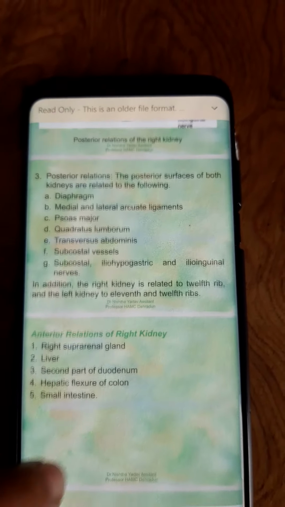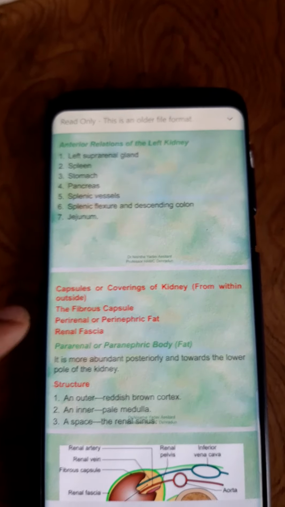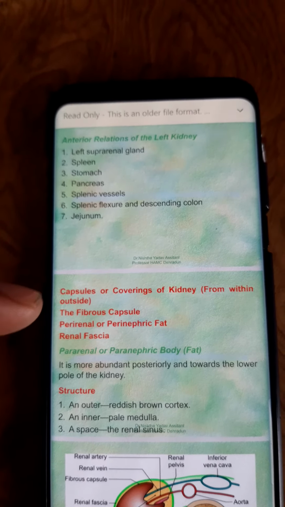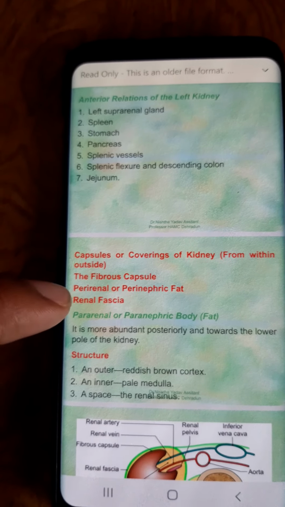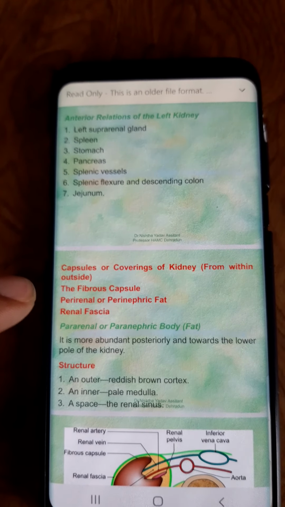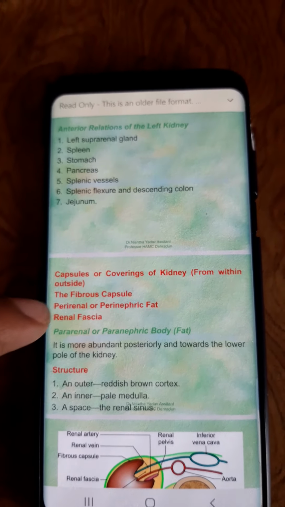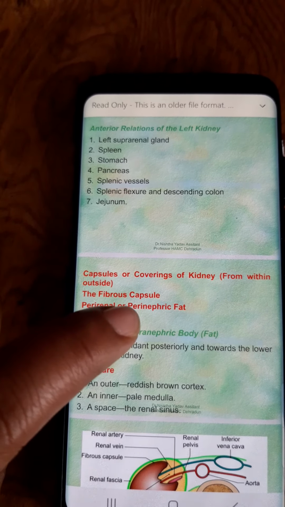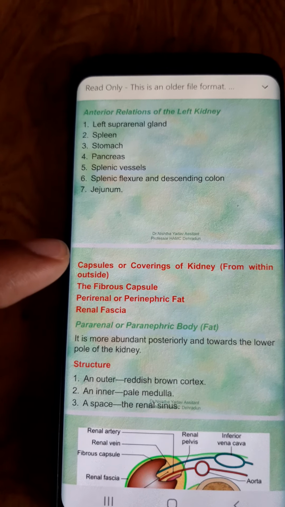Then if we see the coverings, the kidney is covered from within outside by some coverings, capsules. The first is the fibrous capsule. The fibrous capsule is a thin membrane which closely invests the kidney and lines the renal sinus. The perirenal fat or perinephric fat is outside the fibrous capsule.